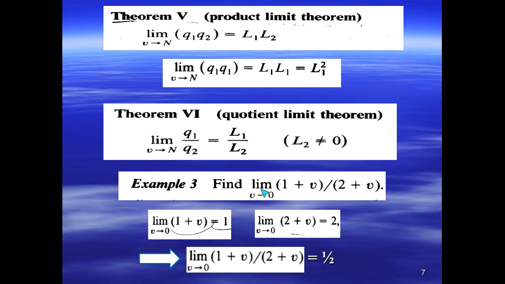Example 3 is to find the limit when v goes to 0 of 1 plus v over 2 plus v. What is the limit of 1 plus v when v goes to 0? When v goes to 0, 1 plus v goes to 1. When v goes to 0, 2 plus v goes to 2. So the limit of 2 plus v when v goes to 0 is 2. The limit of 1 plus v when v goes to 0 is 1. So the limit of 1 plus v over 2 plus v when v goes to 0 is 1 over 2. Very simple.